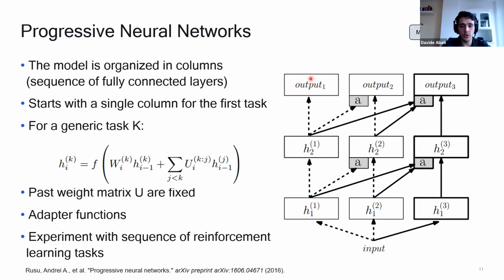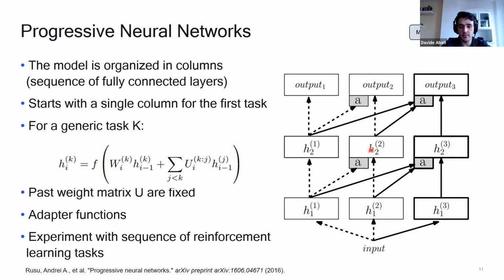And in this first column we learn task 1, let's say, and this column is just a sequence of fully connected layers. So it's just a neural network. When task 1 is learned, we will freeze the parameters in this column. As the new task comes by, we will instantiate a new column, so new parameters, another neural network that will learn task 2, but we also include some lateral connections.